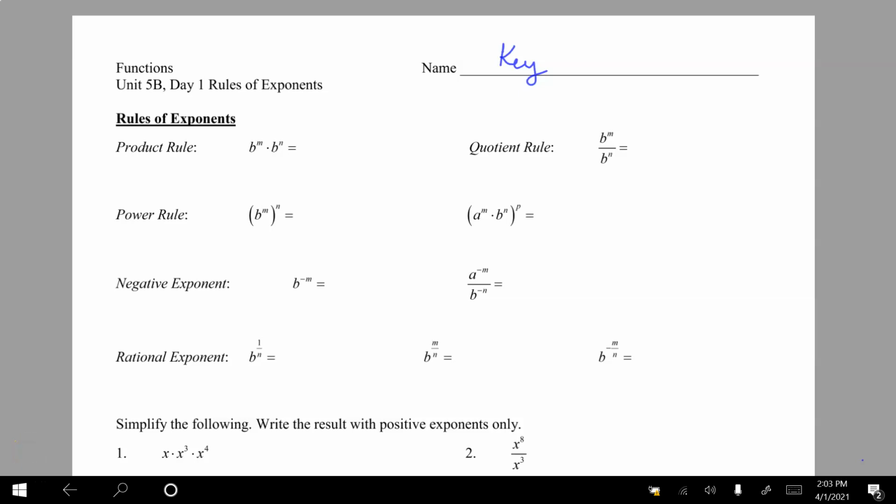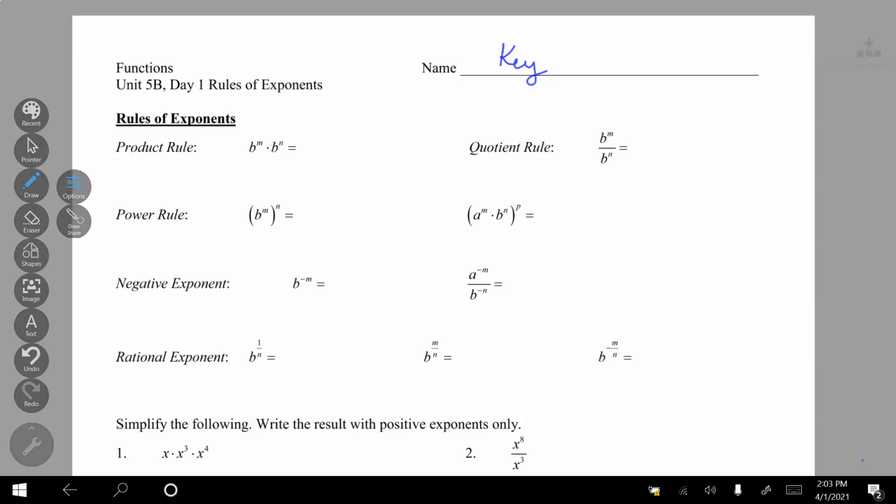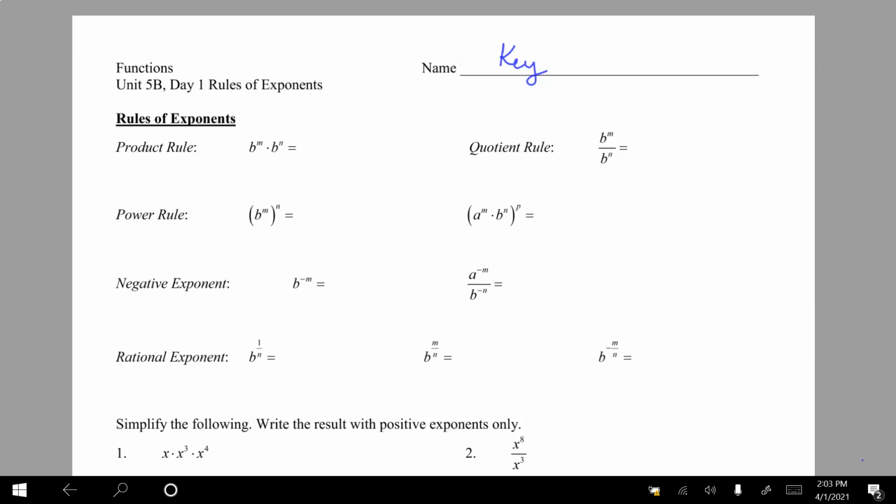Okay, welcome to the first day after spring break. We're going to continue Unit 5. The first half of Unit 5 was exponential functions. So we're going to go over our rules of exponents since it's been a while since we had math class.